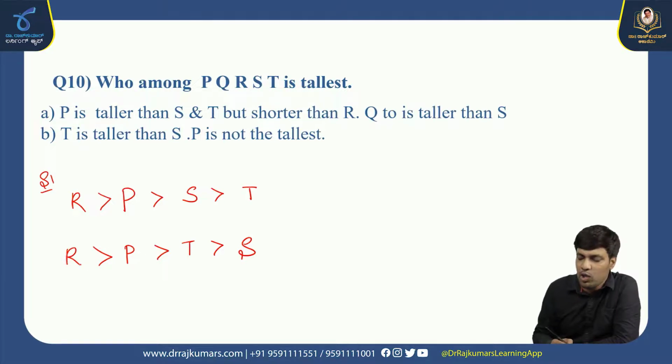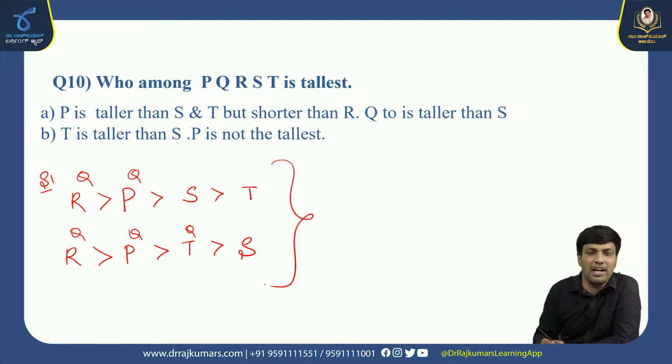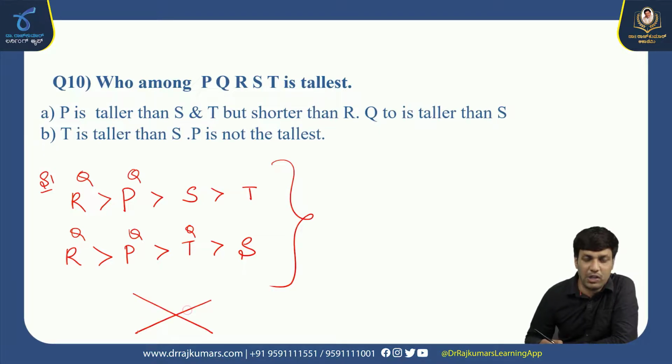They are telling Q is taller than S. Q doesn't have a specific position. In these cases, when the condition goes unspecific, we can't judge sufficient data from the above condition. The above condition is not sufficient to solve the problem, because we don't have a specific position for the letter.